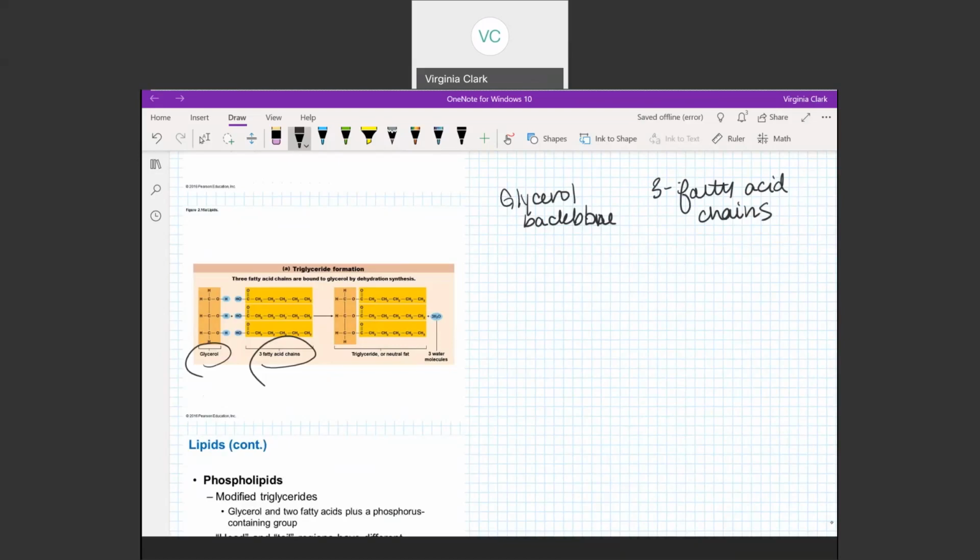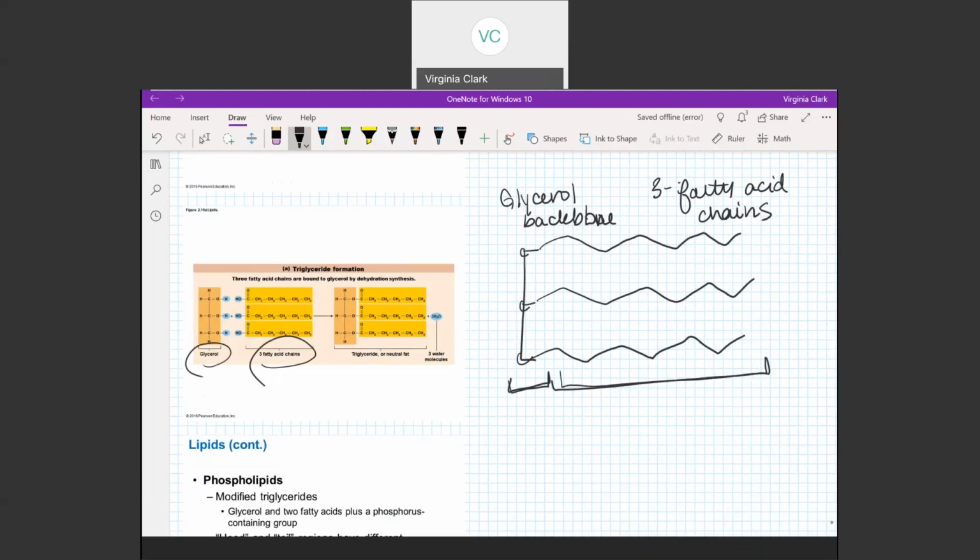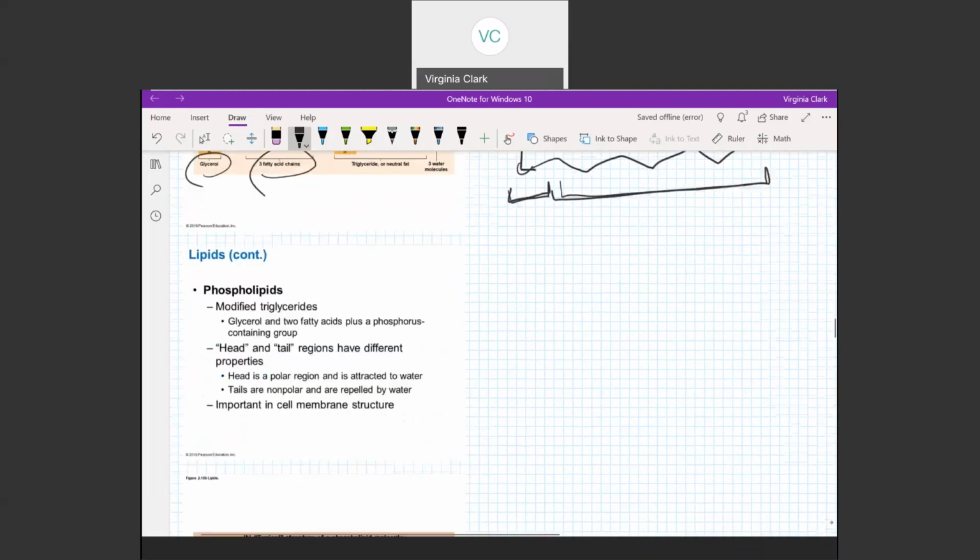So here's little carbon, carbon, carbon, and coming off of it, here is my fatty acid chain. Here is my fatty acid chain. Here is my fatty acid chain. So this is what it looks like, where it'll be made up of a glycerol backbone and then your 3 fatty acid chains. That's how you get the triglyceride name. And those are the best form of storage. So remember that guy.